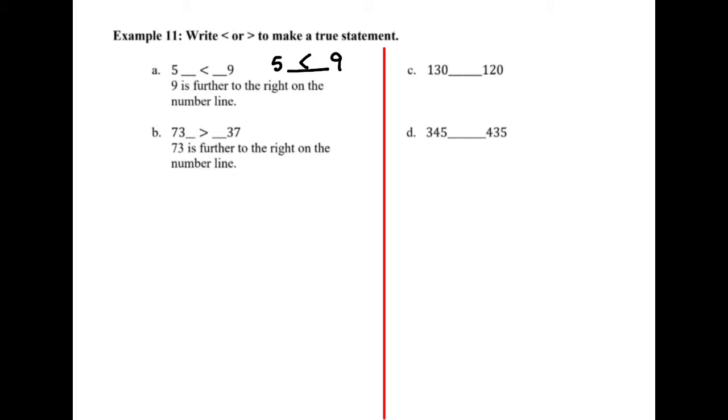It's kind of weird. So 9 is further to the right on a number line, so therefore it's bigger, and you get the big side facing the 9, the small side facing the 5.